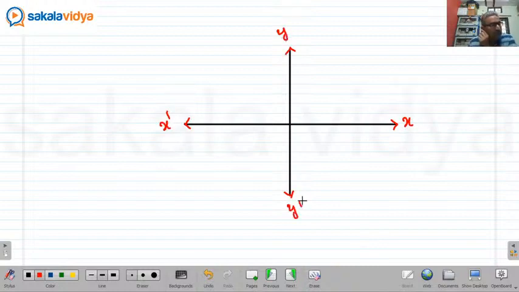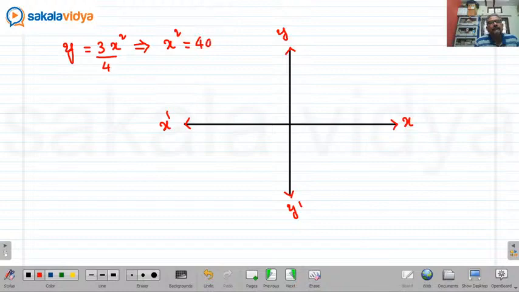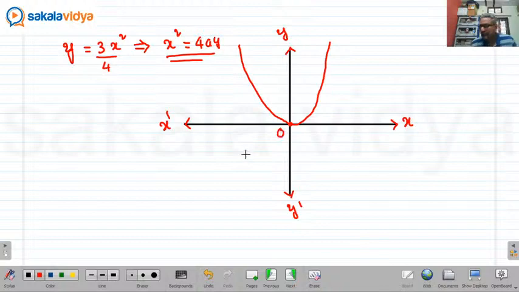So first, here y equals 3x square by 4. This is in the form of x square equals 4ay. Actually the parabola passes through the origin. You get an upward parabola like this. This is the origin now.